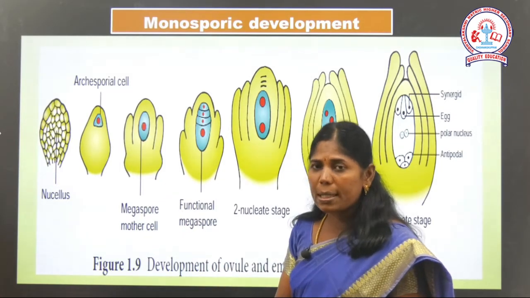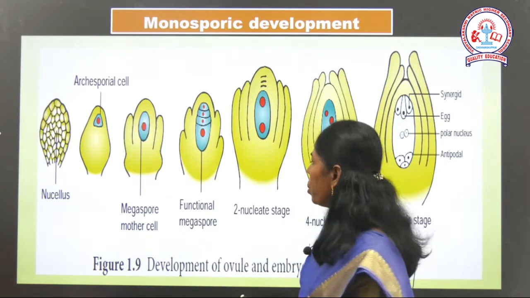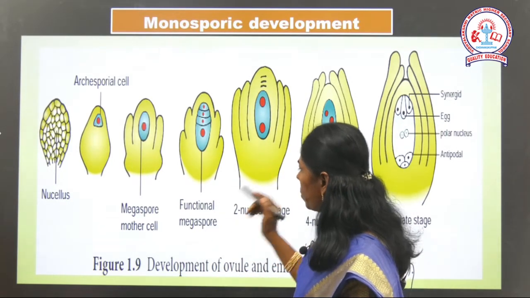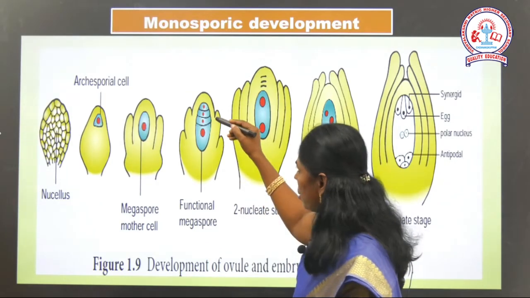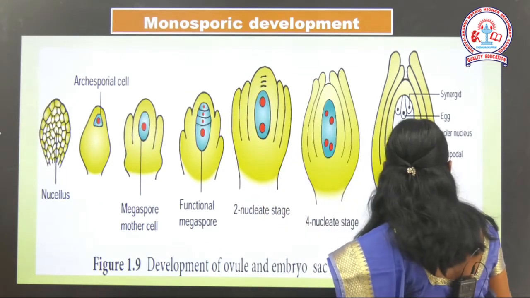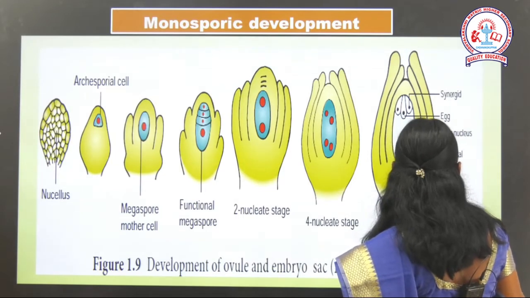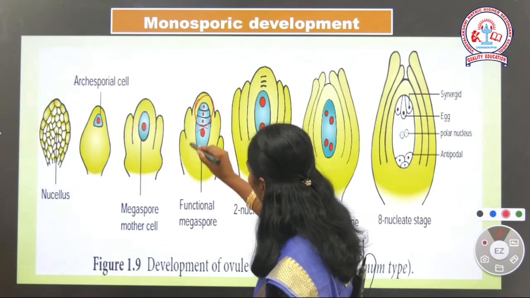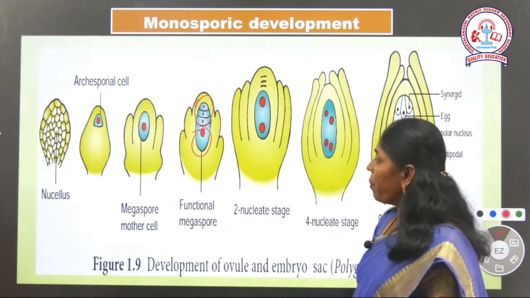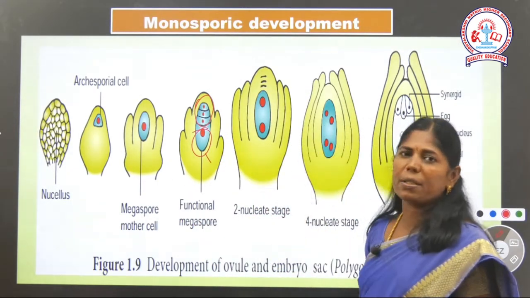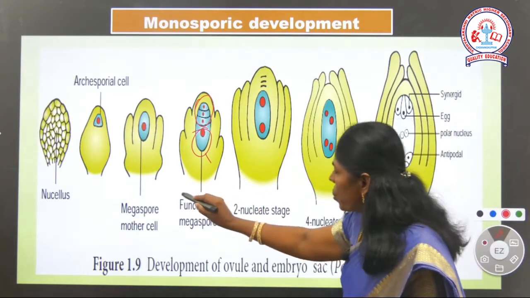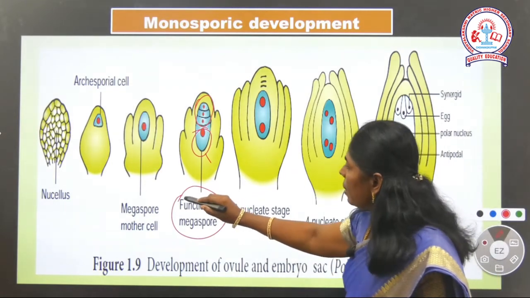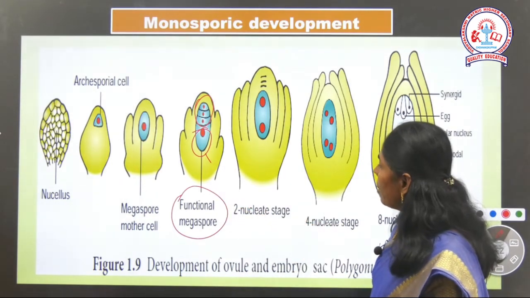The megaspore mother cells undergo reduction division to form 4 haploid megaspores. Of the 4 haploid megaspores, 3 megaspores degenerate. You can see here the 3 megaspores are very small in size, in a degenerated condition. Only one is the functional megaspore. From the functional megaspore, the embryo sac is formed. The functional megaspore acts as the first cell of the female gametophyte, the embryo sac. Then it undergoes divisions.